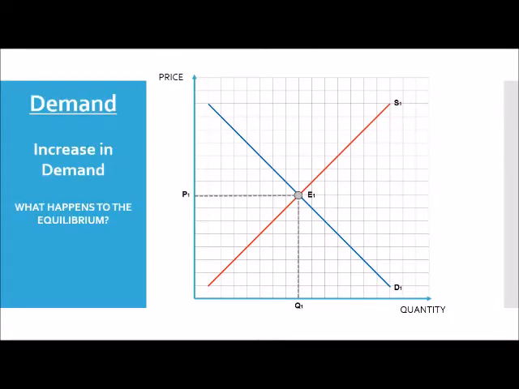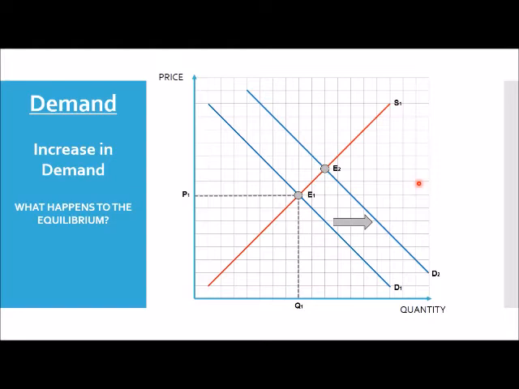Start with an increase in demand. We said an increase in demand means that we are demanding more at every single price point, which would be a shift to the right of our demand curve. Now, whenever that happens, as you guys can see, we have a new equilibrium here, E2. And so what has happened in this situation to get us to E2?